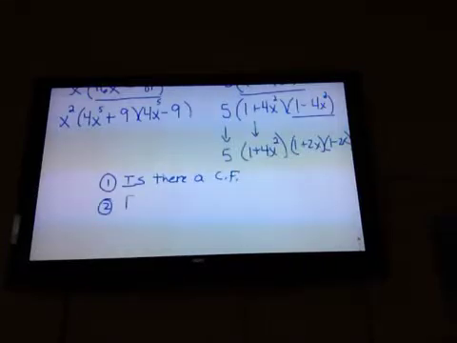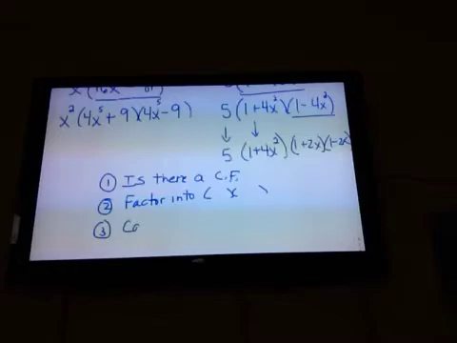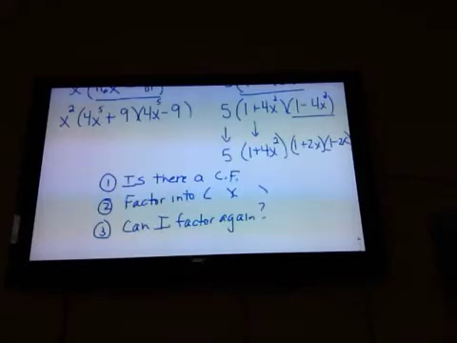2, factor into your 2 parentheses. So factor your difference of squares. And then 3, can I factor again? And our big hint was power of 4. It could be other powers, but it's usually a power of 4 for what we're doing. So get in the habit of asking yourself those 3 questions, because we're going to carry that out through all our factoring, those 3 questions. Okay? That's all I have.